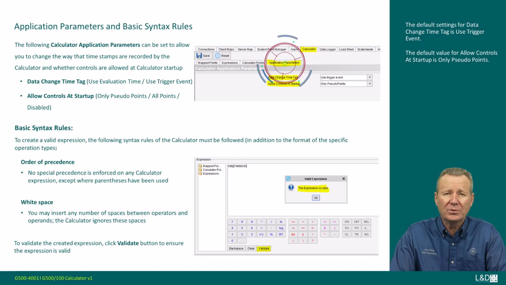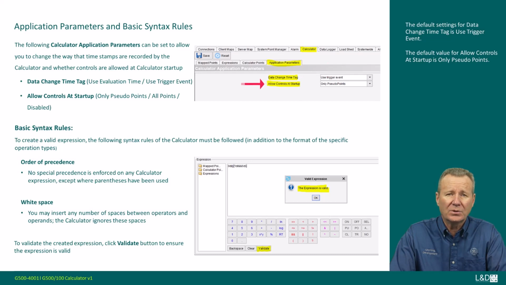The Application Parameters tab allows you to change the way the timestamps are recorded by the calculator application and whether controls are allowed at calculator startup. Data change time tag parameters can be set to use evaluation time. When this option is selected, calculator uses the timestamp of the trigger event to timestamp the resulting point from an expression if the expression evaluation results in a changed point value. Use the trigger event: when this option is selected, Calculator timestamps the resulting point with the time reported by the system clock after the expression has been evaluated. The default setting is Use Trigger Event.